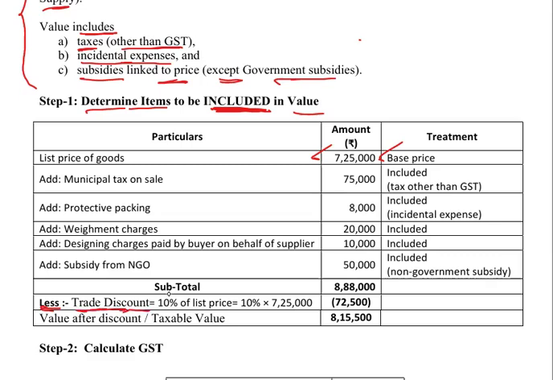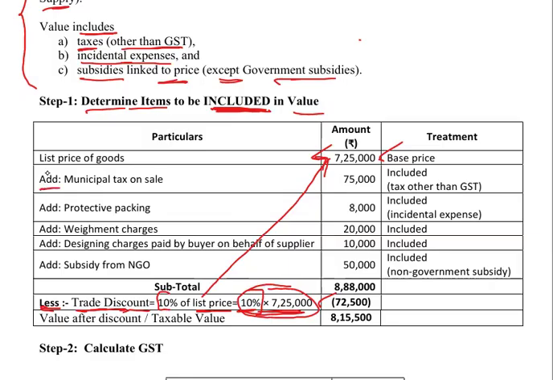Trade discount is how much? 10% of the list price. What is the list price? 7,25,000. In that, how much percentage discount is given? 10%. It comes to 72,500. That is the calculation, 10% on 7,25,000. So this discount is to be deducted in the value. It is deducted in the last. It can also be deducted in the first itself.